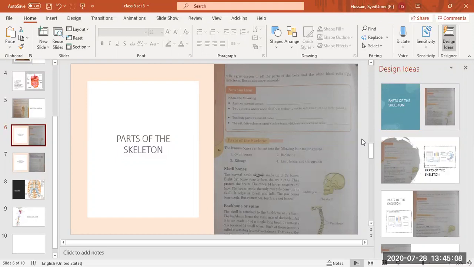How many bones are in the skull? 22. Yes, there are 22 bones. And how many bones are in the brain? Who will tell me? 8. Yes, 8. Anyone else? How many bones are in the brain? Yes, Dua. I lost my page. Wait, I lost my page. Can you tell me, how many bones are in the face?